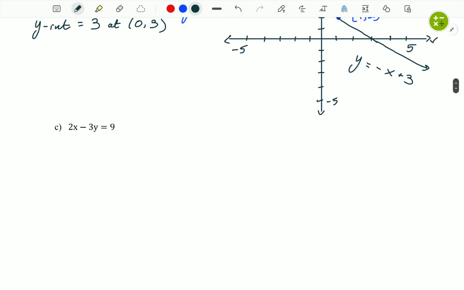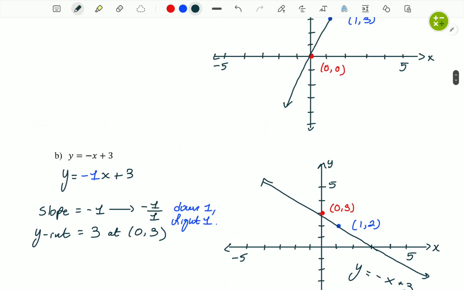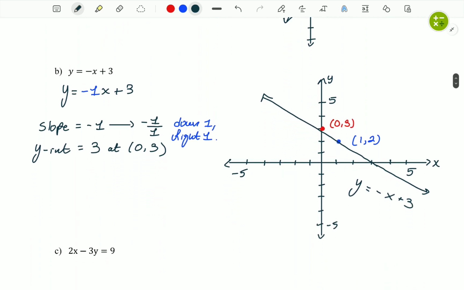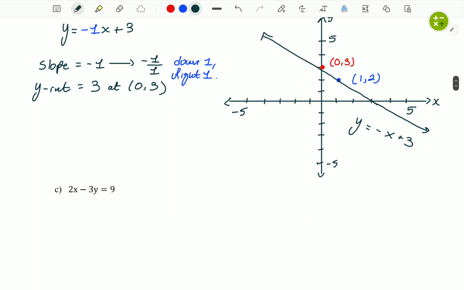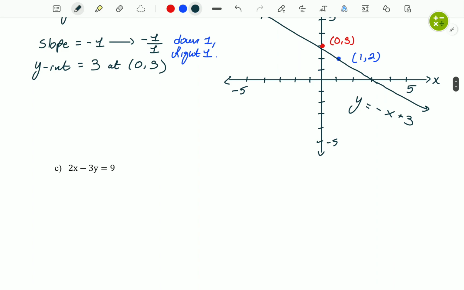Letter C. And hopefully you guys understand this. Why do I keep writing my x's like this? This is so crazy. Letter C is different from letter A and letter B, because as you can see, for letter A and for letter B, y is already solved for. In this case, y is not solved for. We have the equation 2x minus 3y equals 9. And we want to find the slope and the y-intercept. For us to do that, we need to have y by itself on one side of the equal sign.